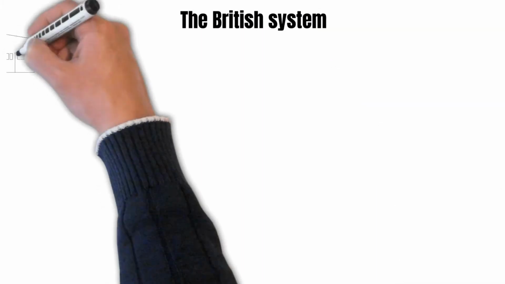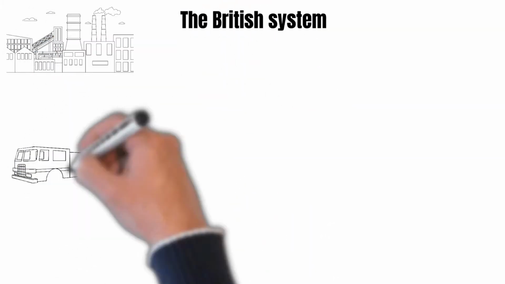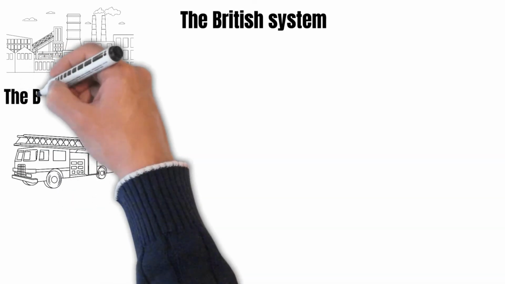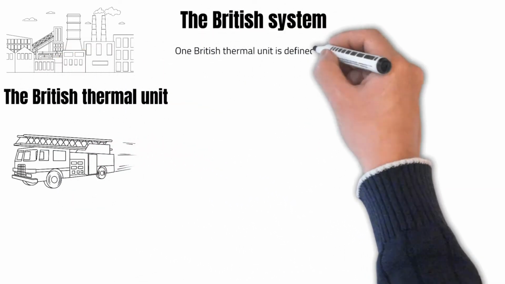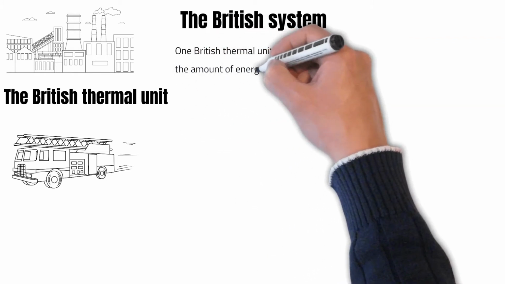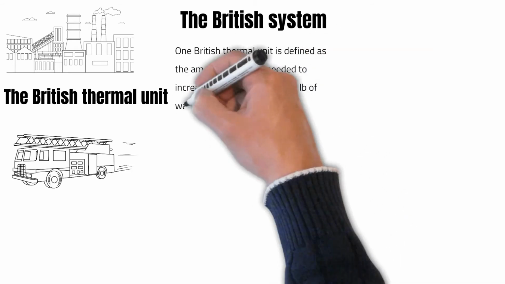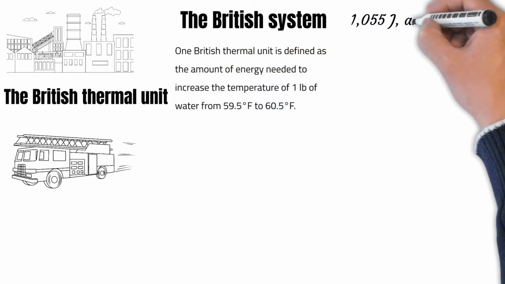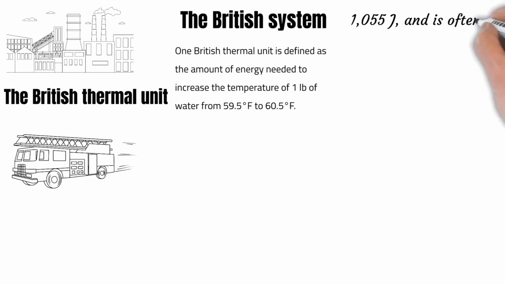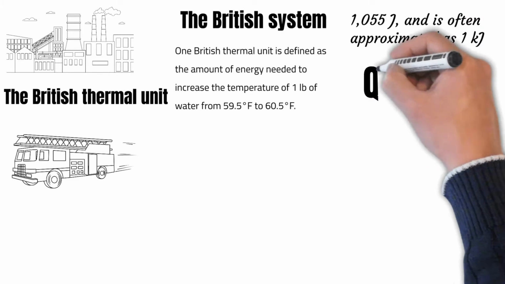The British system of units was developed during the Industrial Revolution for use with large heat engines. The British thermal unit, abbreviated as BTU, is the unit of energy in that system. 1 BTU is defined as the amount of energy needed to increase the temperature of 1 pound of water by 1 degree Fahrenheit. 1 BTU is equal to 1055 joule, and it is often approximated as 1 kilojoule.